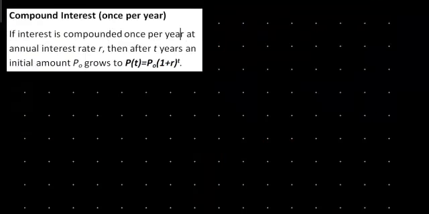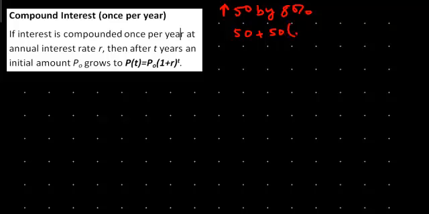Here we're going to have compound interest once per year. So let's talk about the difference between compound interest. And before I do, let me say one thing. Let's say when we increase something, so let's increase 50 by 8%. So I'm going to take 50 and I'm going to add 50 times 0.08. Right? And I can factor out that 50 and get 50 times 1 plus 0.08, which equals 50 times 1.08.